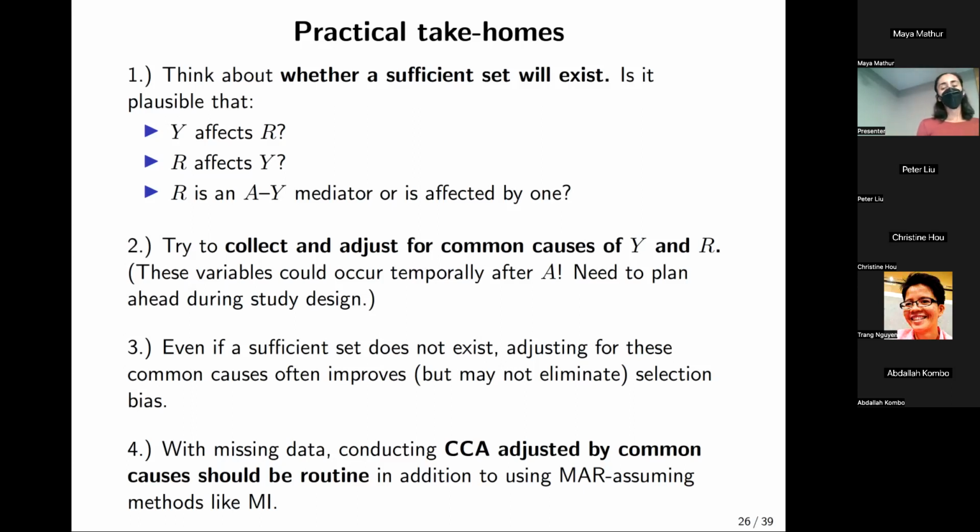And so, arguably, we want to think about this a little during study design, right? And try to think about, are there variables I need to collect that are not pre-exposure temporally? And again, even if a sufficient set doesn't exist, adjusting for common causes does often improve selection bias compared to a naive complete case analysis.